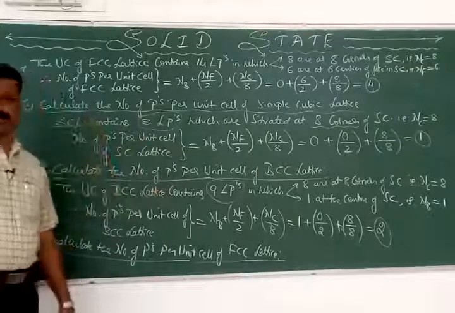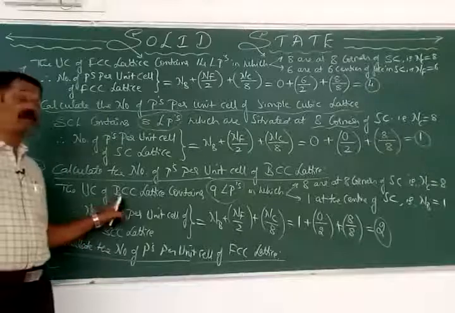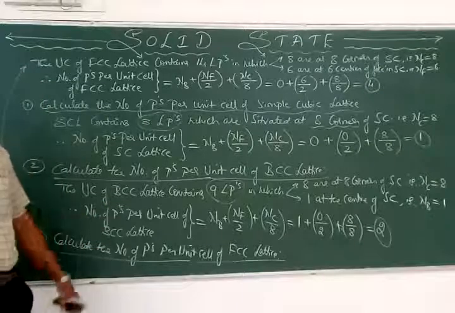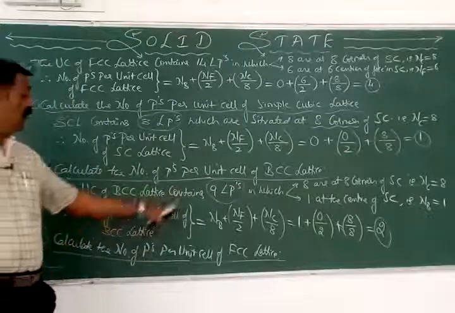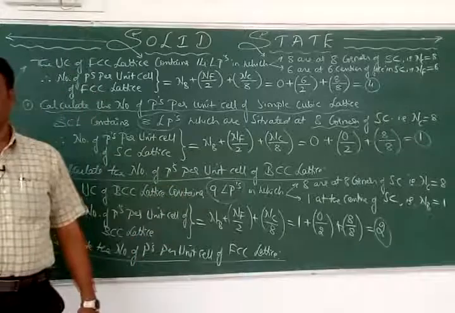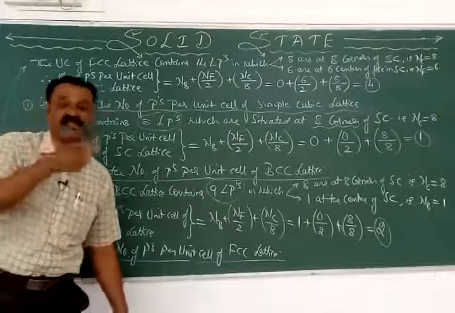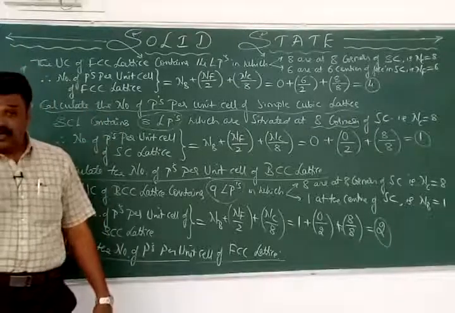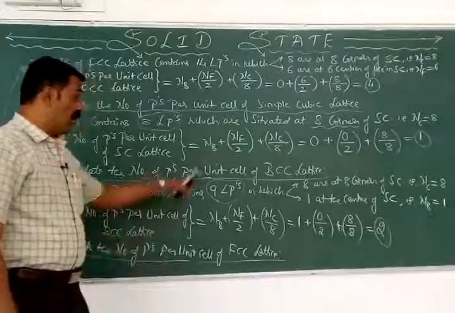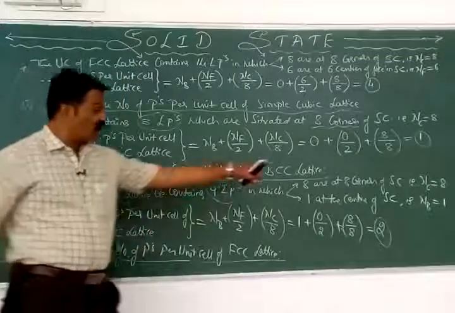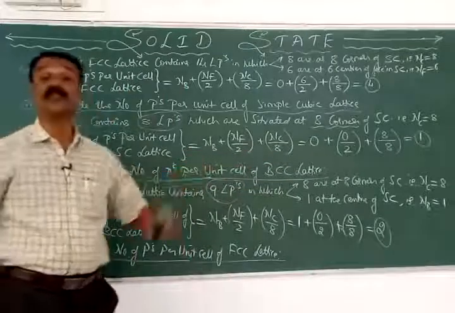Similarly, we will work out the BCC lattice. First, what is the BCC lattice? A unit cell of the body centered cubic lattice contains 9 lattice points. Among the 9 lattice points, 8 are situated at the respective corners of the simple cube and 1 exactly at the center of the simple cube. So what are the values of NB and NC here? As we have 8 corner particles, the value of NC is 8. And we have only 1 body centered particle, therefore the value of NB is 1.